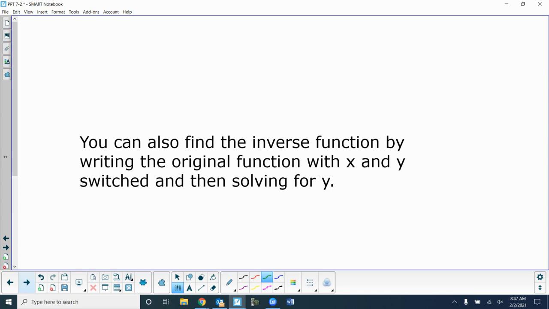You can also find the inverse by writing the original function with x and y switched and then solving for y. That's how we will remember how to do this, Grant. We're going to switch them.